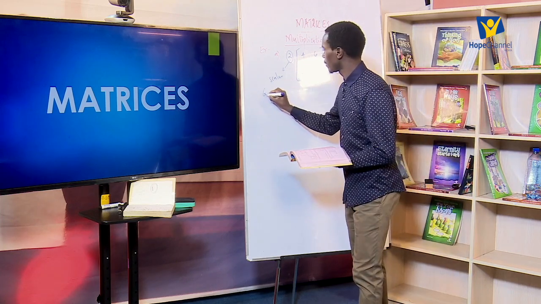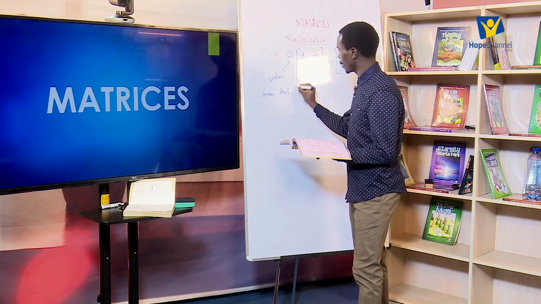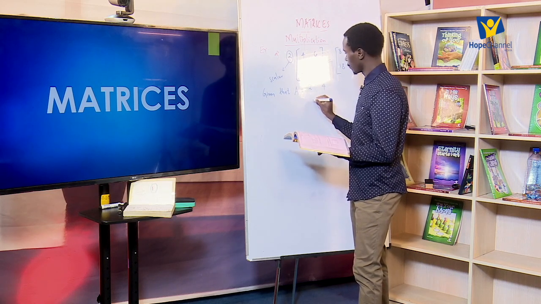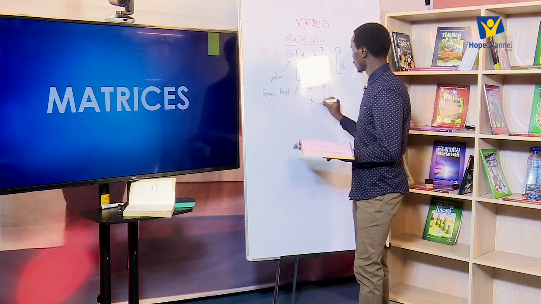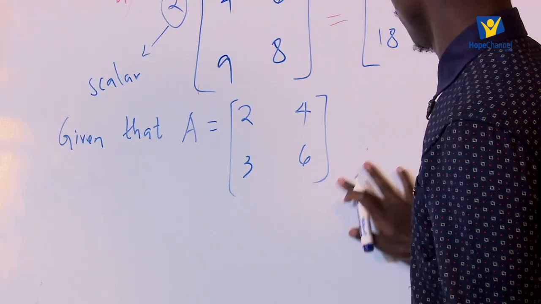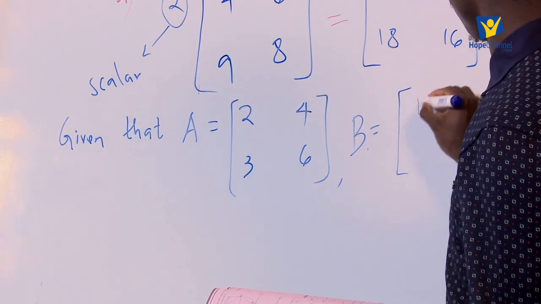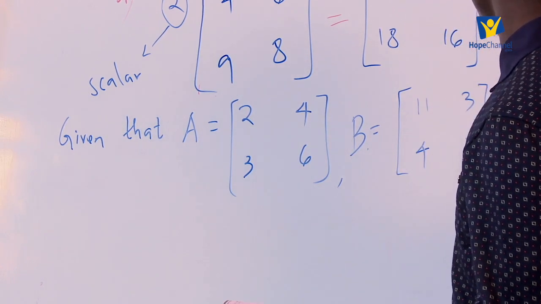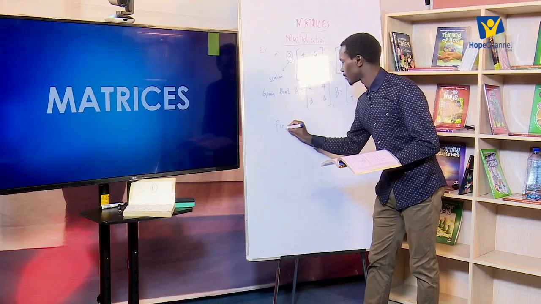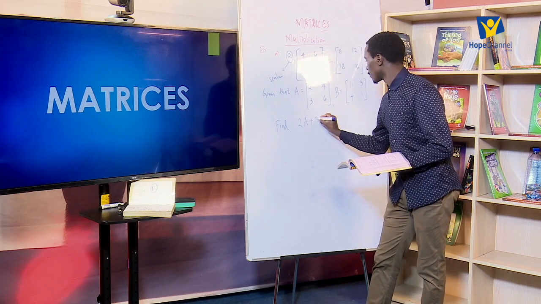So the question is, given that A is equal to 2, 4, 3, 6. Find A is that, and then B is 11, 3, 4, 1. Find 2A plus 3B.